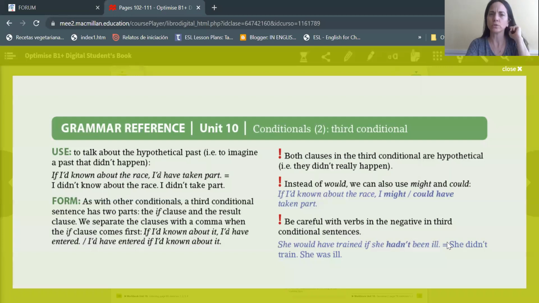Hello, everybody. We're going to see Unit 10, Grammar 2. So open your student's book. We're going to see the theory on Unit 10, which is conditionals.